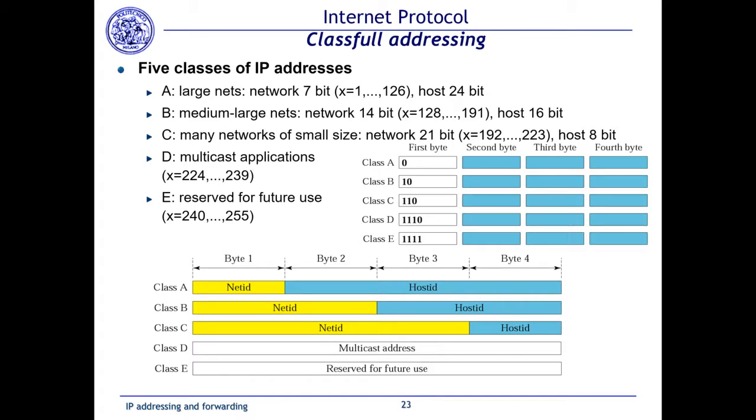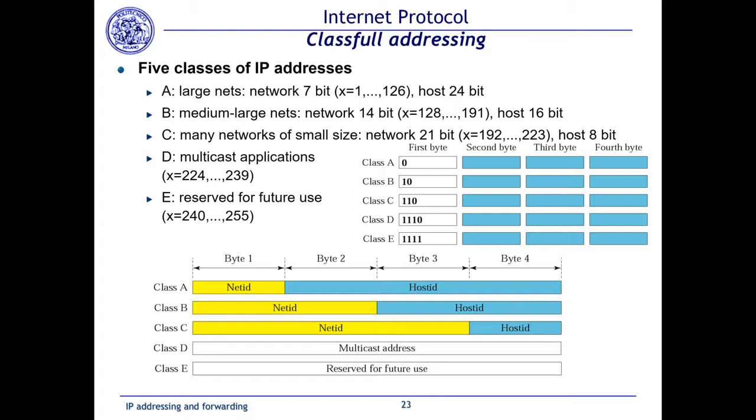In decimal notation, this means that the IP addresses of class A start with a byte that has a decimal value from 1 to 127. Actually, only 1 to 126, because, as we will see next time, the address 127 is reserved for special use. So the number of networks of class A is limited, but their size is very large.